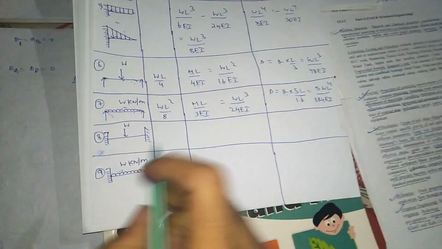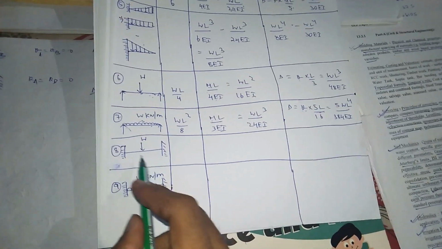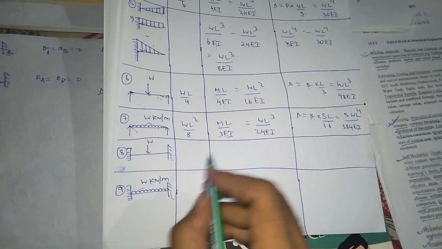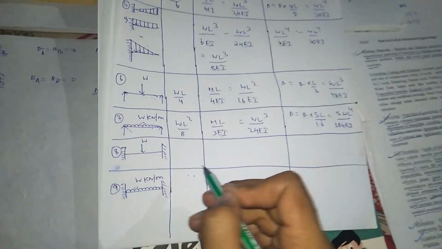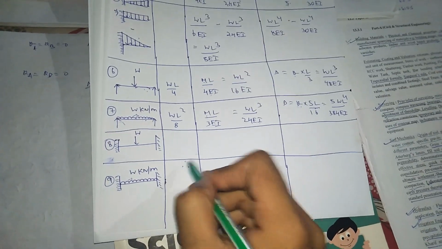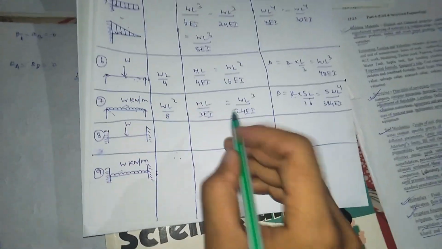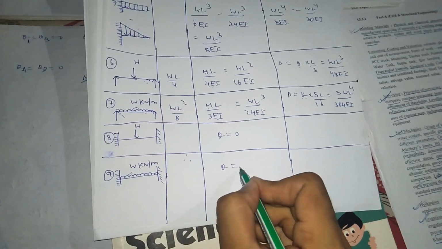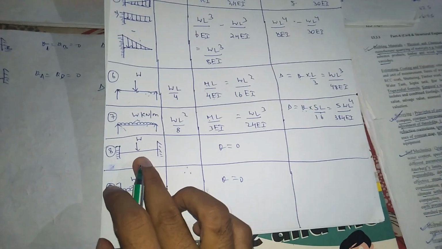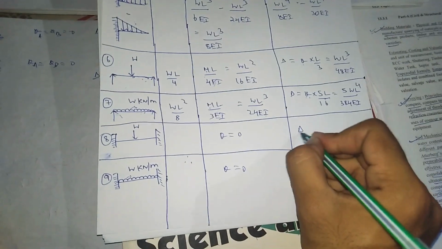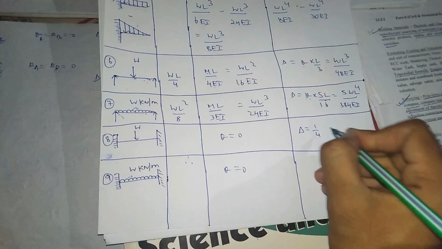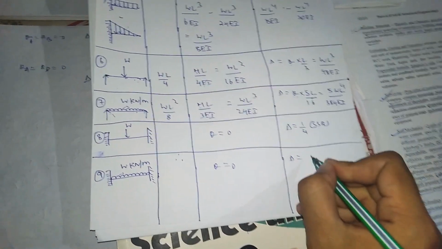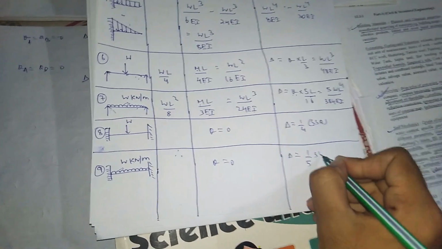Okay, the last two cases are a fixed beam in which a point load W acts at the center. For this, I am not writing the moment factor because it is not going to ask for moment. We just need to remember the slope and deflection. For this, slope is equal to 0. For this case also, slope is equal to 0. But deflection, it asks deflection. Just remember deflection is 1 by 4 of the simply supported beam. Again for deflection, 1 by 5 of the simply supported beam.